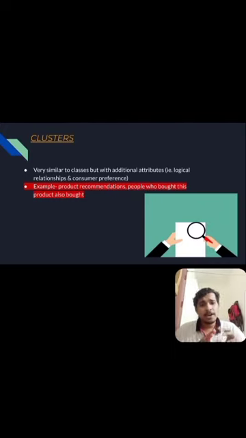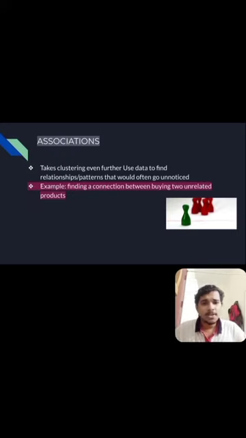Clusters are all about product recommendations. This is very similar to classes but with additional attributes like logical relationships. For example, I bought a product and there are certain product recommendations that come under that, and that's what clusters mean. And next is associations. Association means finding connections between two unrelated products, and this takes clustering even further, using data to find relationships or patterns that would go unnoticed. I bought a certain product and I bought several other products that are not correlated with it, and associations find the connection between the unrelated products that we bought.